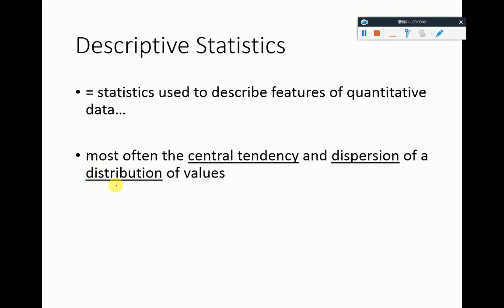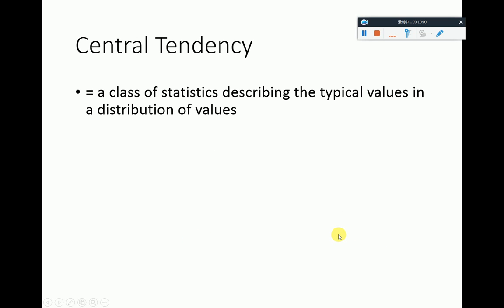So we answered our first question, that is, what is distribution? Now we need to answer our second question, and that is, what is central tendency? And tomorrow we'll be talking about our third question, that is, what is dispersion? Okay, so let's tackle central tendency first. Central tendency is not one statistic, but a class of statistics. And this class of statistics is used to describe or indicate the most typical values in a distribution of values.